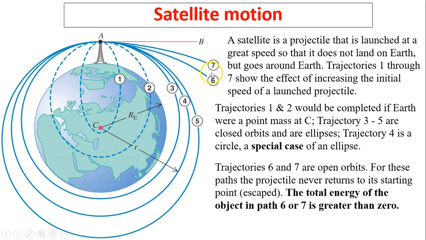Trajectories 6 and 7, those are open orbits. These are the trajectories that escaped Earth's atmosphere. That means the total energy for the object in paths 6 and 7 is either greater than 0 or equal to 0.